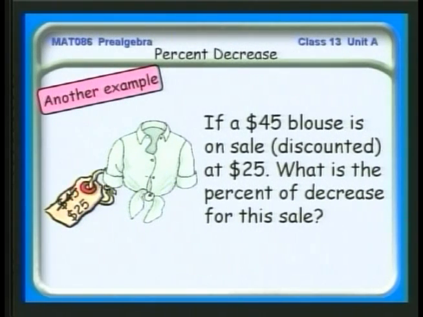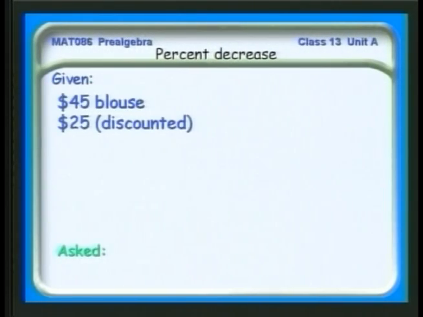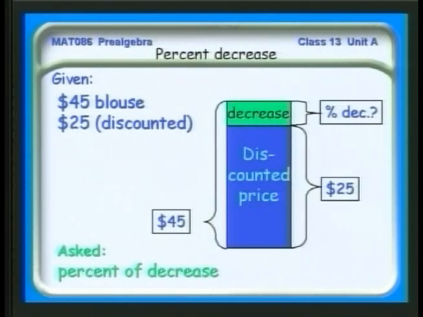And one thing we can talk about in terms of how this works is discounts. If I have a $45 blouse that's on sale for $25, it's been discounted, and what we want is the percent of decrease for this sale. There's the information we're given, here's what we're asked for.